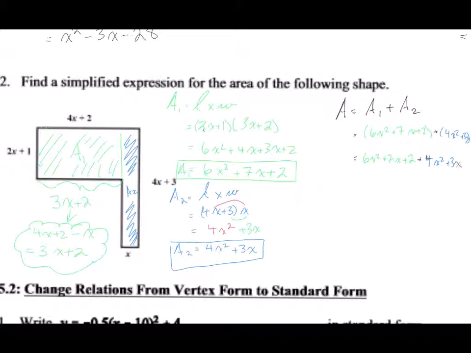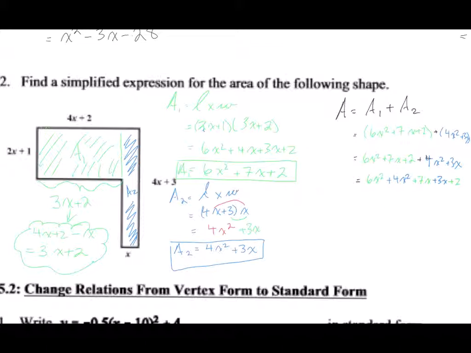Now, let's put the like terms that we have together side by side. So on the next line, you're going to get 6x squared plus 4x squared. And then you're going to put all the x terms together. So we've got 7x plus 3x. And then finally we have plus 2, just tacked on to the end because there's nothing else added there.